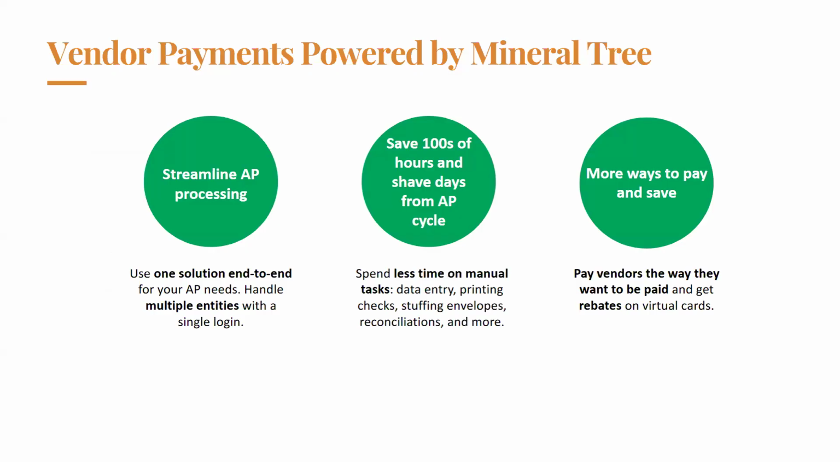Like I already talked about, it's going to streamline your AP process from start to finish. It's going to save hundreds of hours on the AP cycle, because it's all going to help you with automations with your approvals and your payments and accuracy. You're not having to redo anything. And the last thing, which is very important, is pay vendors the way they want to be paid and get rebates, because if you pay on time and early, you're going to be able to save money on your end and take advantage of those discounts and rebates through the use of virtual cards along with check and ACH.